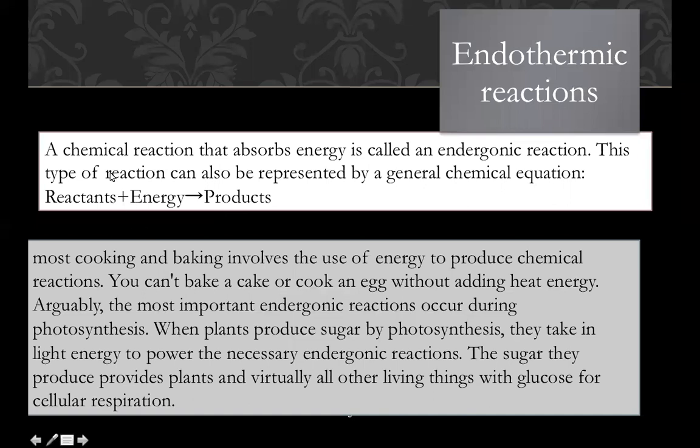रिएक्टेंट्स के साथ एनर्जी मिलेगी और हमें प्रोडक्ट्स मिलेंगे. फॉर एग्जांपल हमें एनर्जी प्रोवाइड की जाएगी, हमने उस रिएक्शन को सनलाइट प्रोवाइड करनी है, हीट प्रोवाइड करनी है, और एट द एंड वी आर गेटिंग द प्रोडक्ट्स.